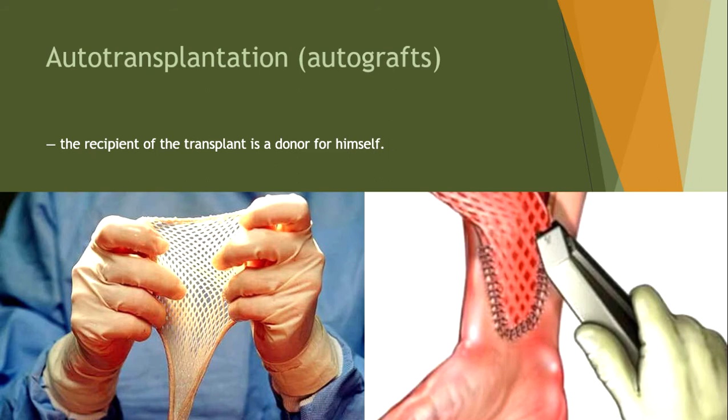Autotransplantation or autografts, the recipient of the transplant is a donor for himself. As we see on this picture, we see a skin graft. So from one part of the patient's body, we take skin to set it where the injury was. So we close the defect of the skin.